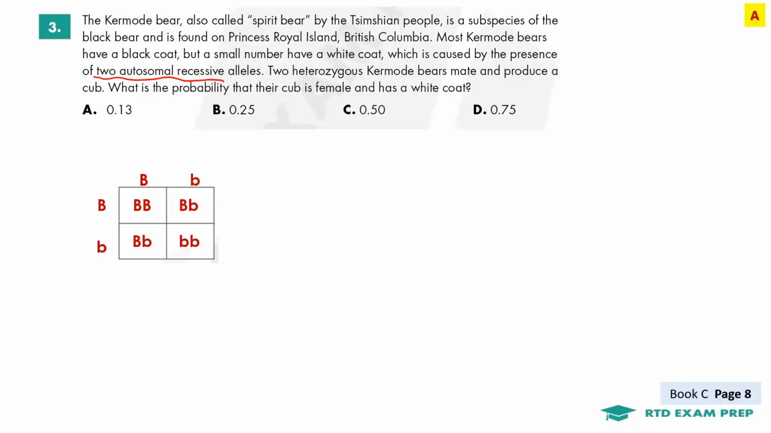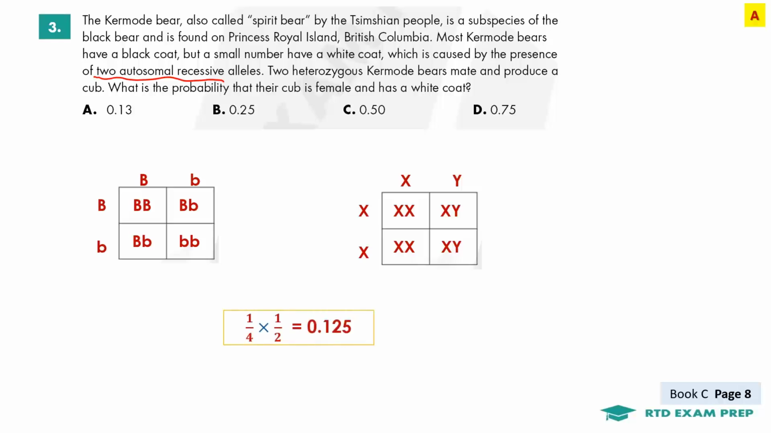So we set it up. Here's 2 heterozygous bears being crossed. Here's our gender, and we know we're looking for a female, so that's 1/2. So 1/4, because we were looking for the white coat, 1/4 times 1/2 for gender to give us the 0.13.